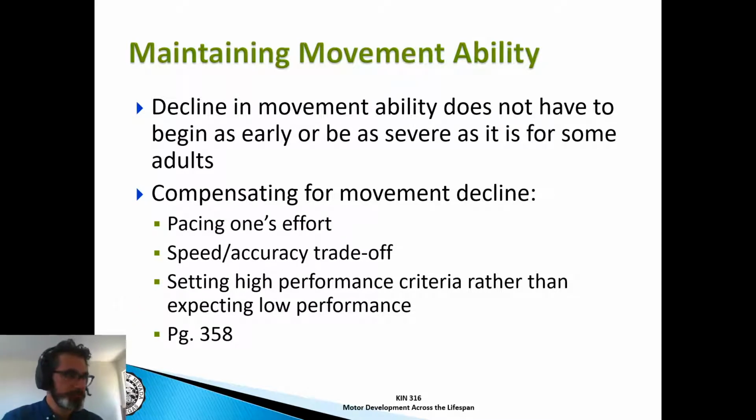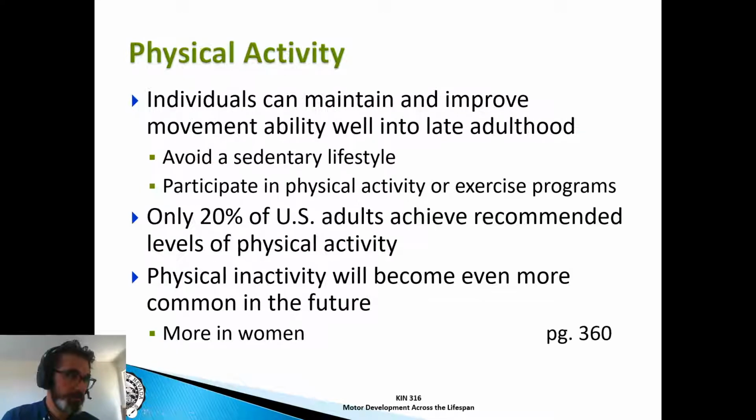It's especially harder in older adults because we don't see these adaptations happen at the rate that you would in a child or an adult. So they need more training, but they can't do too much training because you don't want them to overuse things. With physical activity, individuals can maintain and improve movement ability well into late adulthood. What you need to do is avoid a sedentary lifestyle and participate in physical activity or exercise programs.